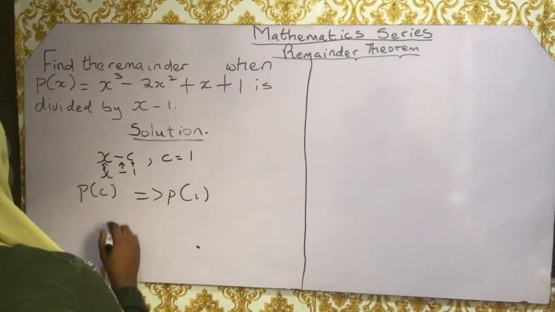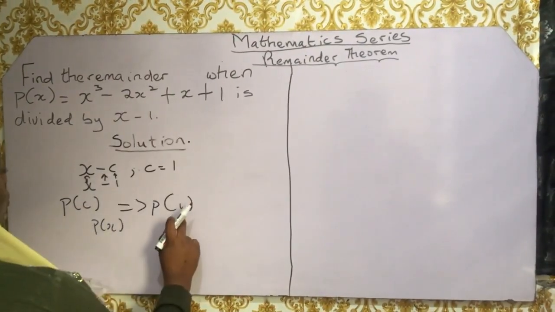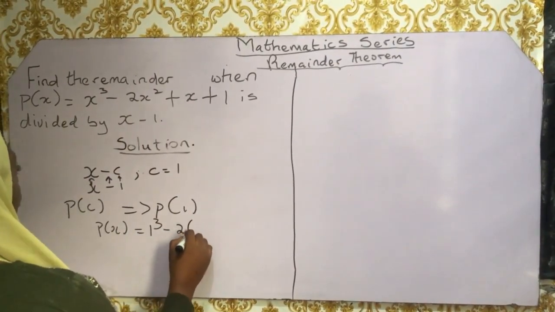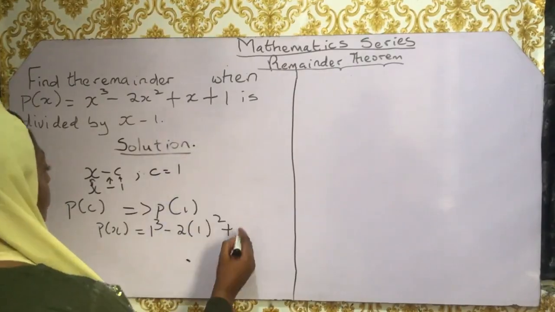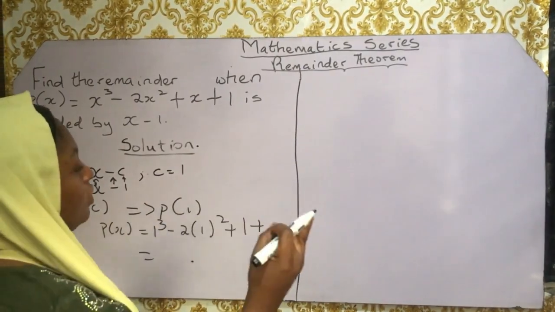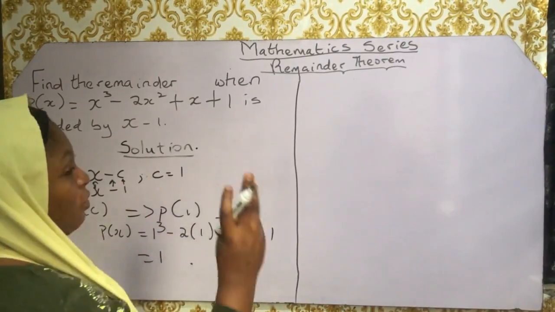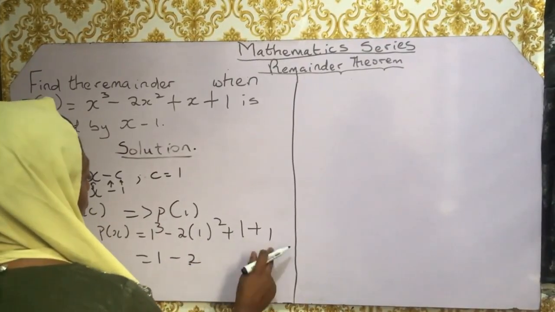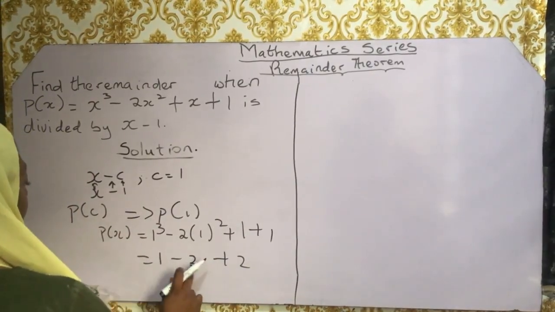So, bringing down this equation, you have p of x, now you have x to the power of 3. That will be 1 to the power of 3, minus 2 into bracket x to the power of 2, 1 to the power of 2, plus x, that is plus 1, plus 1. Now let's see. 1 to the power of 3 is 1 times 1 times 1, that is 1. Minus 2 times 1 to the power of 2 is 1 times 2, that is negative 2. Plus 1, that is plus 2. Minus 2 plus 2 is 0. And we have 1 minus 0, which is 1.